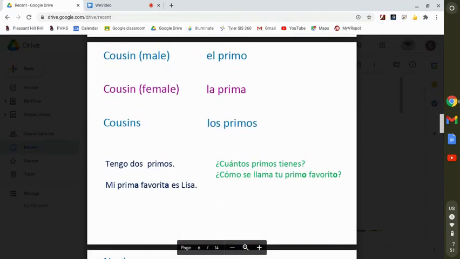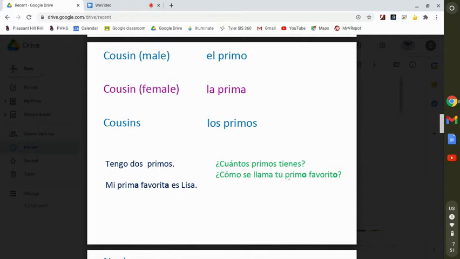Okay, for cousin, el primo, make it feminine, la prima, put them all together, los primos. Tengo dos primos. I have two cousins. Mi prima favorita es Lisa. Okay, there's that A again, prima favorita. If I'm doing my primo favorito, and I'm talking about a guy, I would put primo favorito es David. Okay, so, ¿cuántos primos tienes? How many cousins do you have?